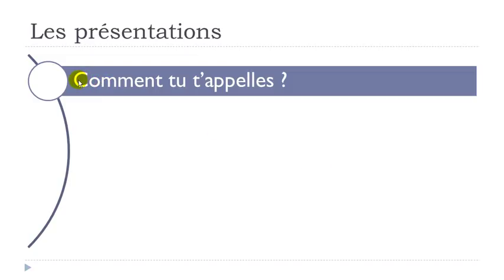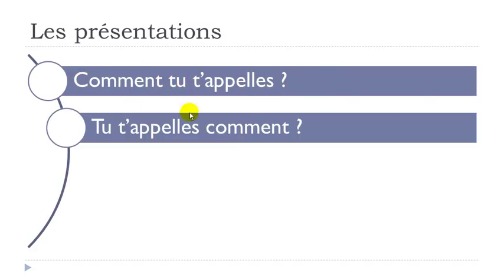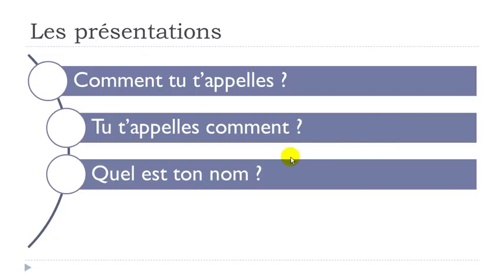So the question will look like that. Comment tu t'appelles? Okay. Well, then, same option that we've got. Tu t'appelles comment? So you put this comment at the end. Okay, don't forget to raise your voice because it's a question here. Tu t'appelles comment? And then, quel est ton nom? What is your name? Quel est ton nom?